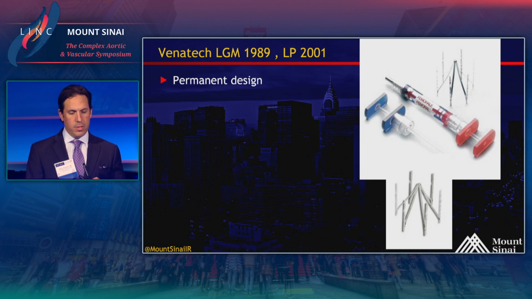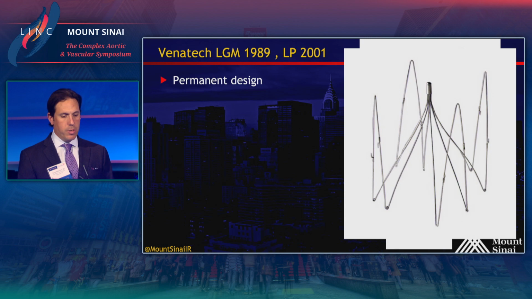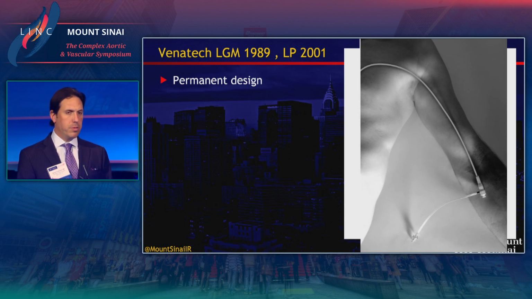Venatech filters, this was the permanent filter that I used to use when I was training. And I like this because it had a nice, easy deployment, femoral or jugular. And this was the newer design, which is still available today. And you can also deploy this through the arm.